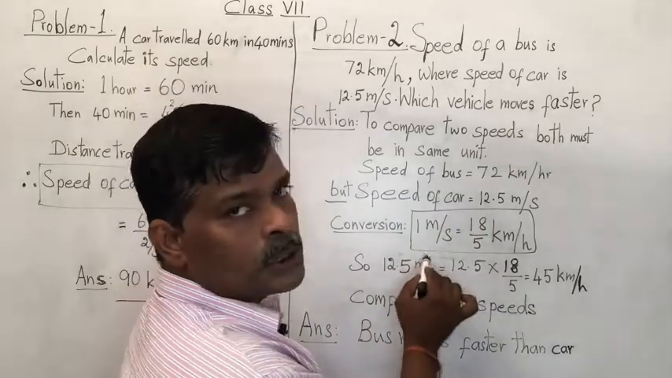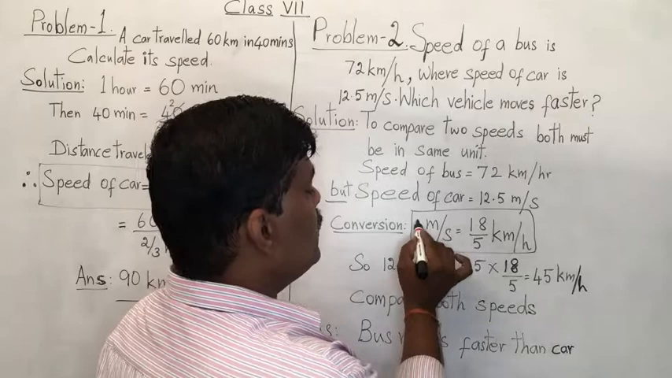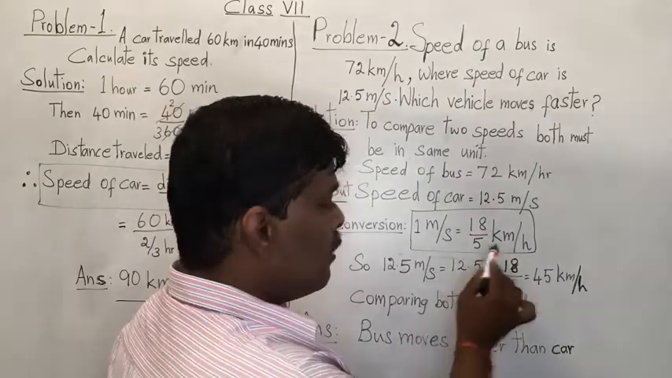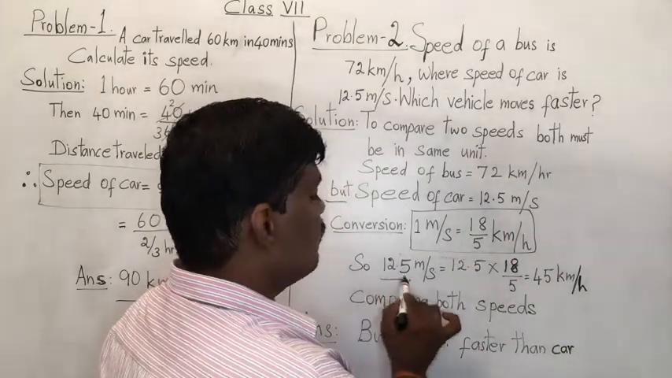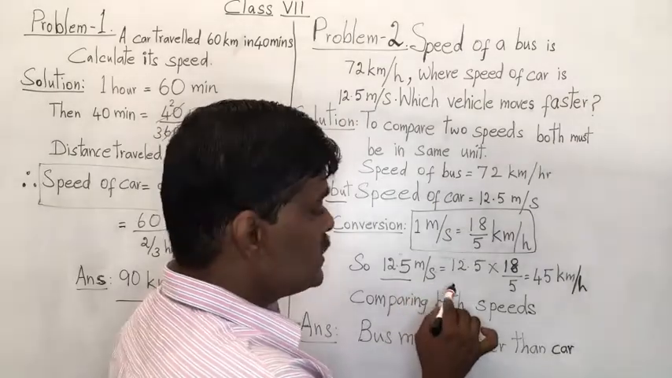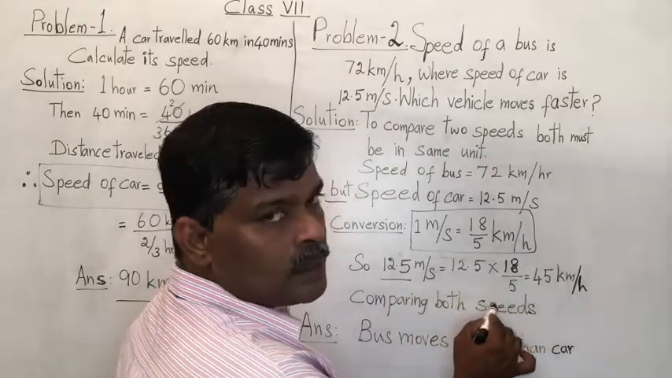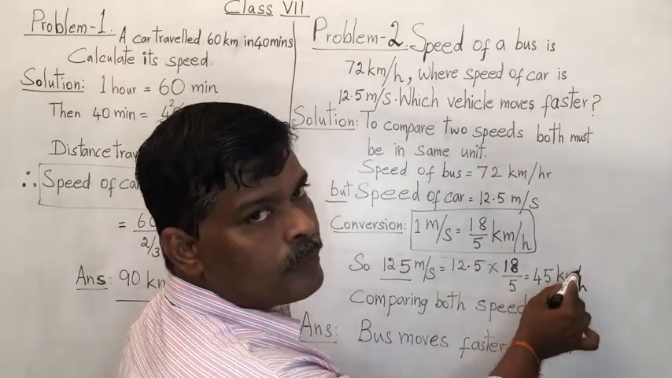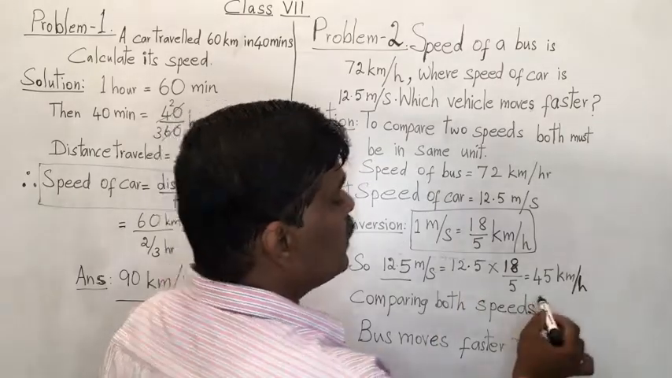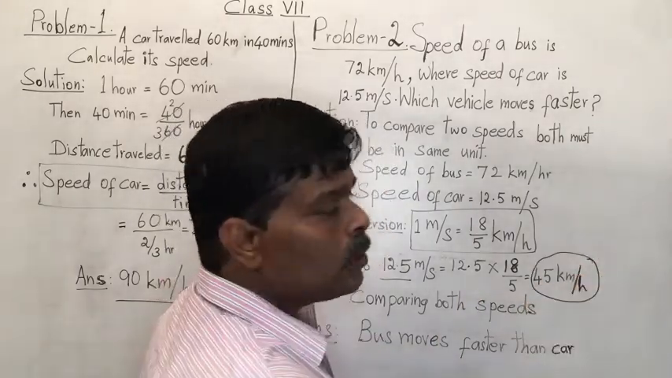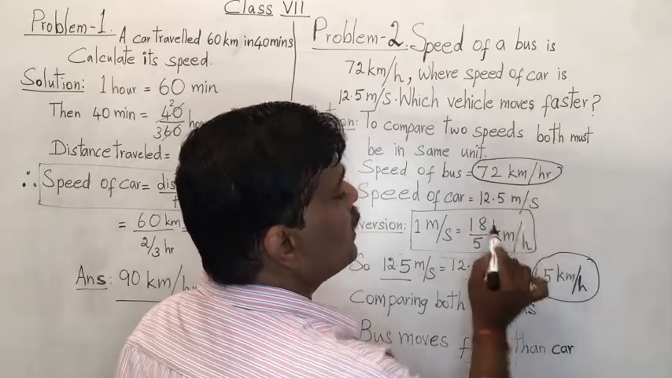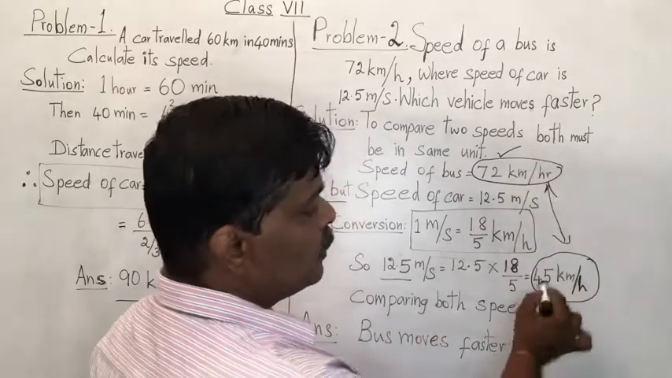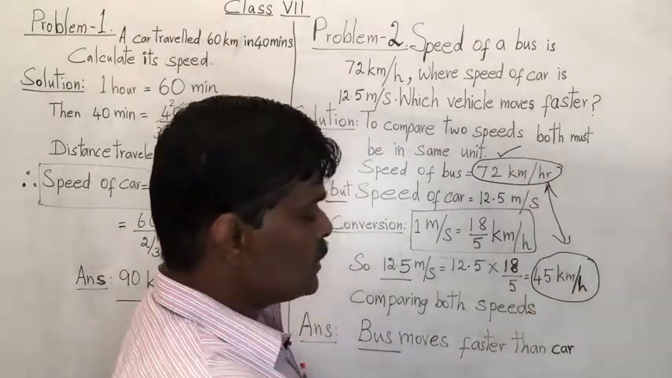For that, one conversion formula is 1 meter per second is equal to 18 by 5 kilometer per hour. We apply that to the given value. So 12.5 meter per second is equal to 12.5 into 18 divided by 5, which after cancelling gives 45 kilometer per hour. Now we can compare 45 kilometer per hour and 72 kilometer per hour. 72 is greater than 45, so the bus moves faster than the car.